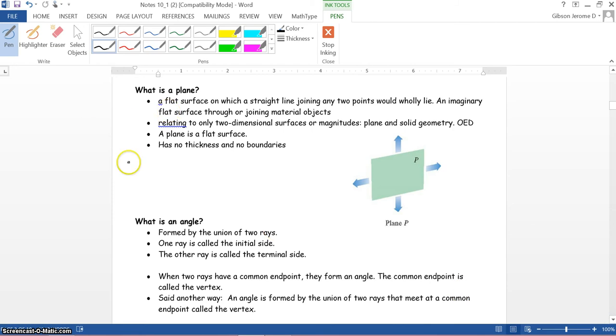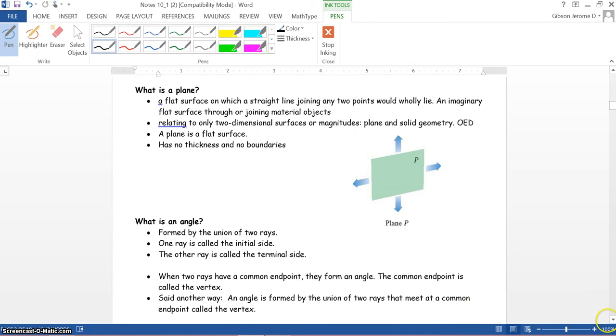Now we come here to what is a plane. It is a flat surface on which a straight line joining any 2 points will wholly lie. An imaginary flat surface through or joining material objects. Relating to only 2-dimensional surfaces or magnitudes, plane and solid geometry. A plane is a flat surface, has no thickness and no boundaries, as we see here.